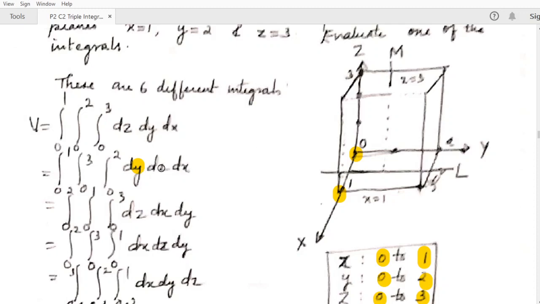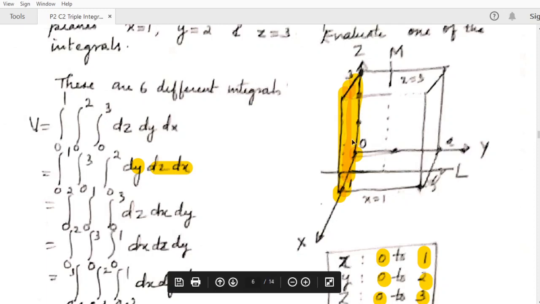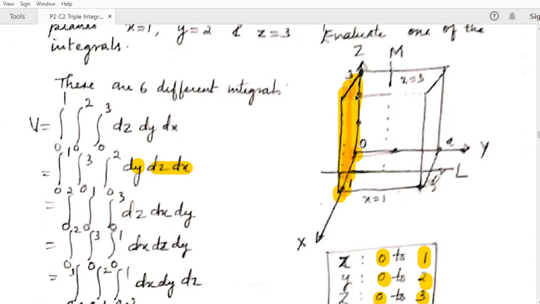And then we have to find the limit for z and x. So to find the limit for z and x, we will be considering a region, a shadow of this solid on the zx plane. This is the shadow. This square will be the shadow of this particular solid on the zx plane. So considering this particular shadow, we will be finding the limits of z and x.